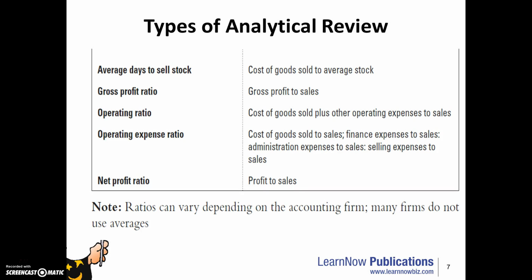Gross profit ratio is the gross profit to sales. Operating ratio is the cost of goods sold plus other operating expenses to sales. Operating expense ratio, cost of goods sold to sales, finance expense to sales, admin expense to sales, or selling expense to sales. And finally, the net profit ratio, which is profit to sales. Ratios can vary depending on the accounting firm, and many firms do not use averages.